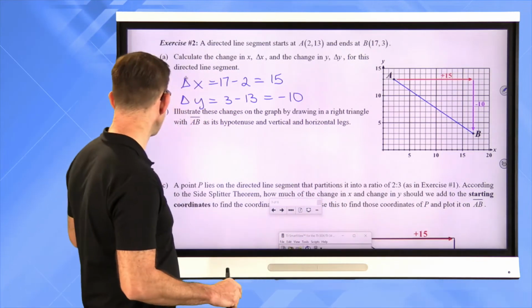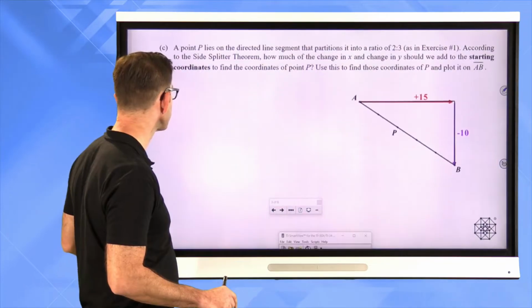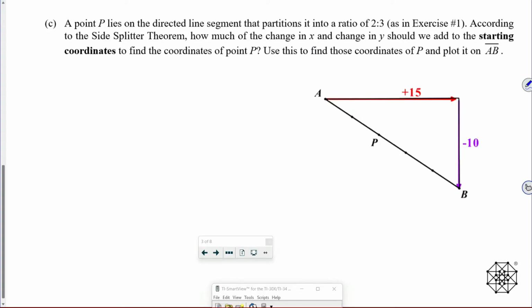Now let's take a look at letter C. A point P lies on the directed line segment and partitions it into a ratio of 2 to 3, as in exercise 1. According to the side splitter theorem, how much of the change in x and the change in y should we add to the starting coordinates to find the coordinates of P? Use this to find the coordinates of P and plot it on segment AB.